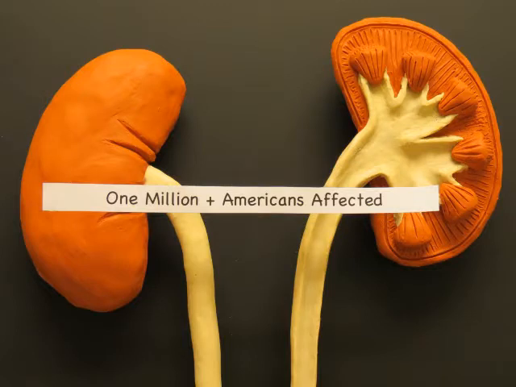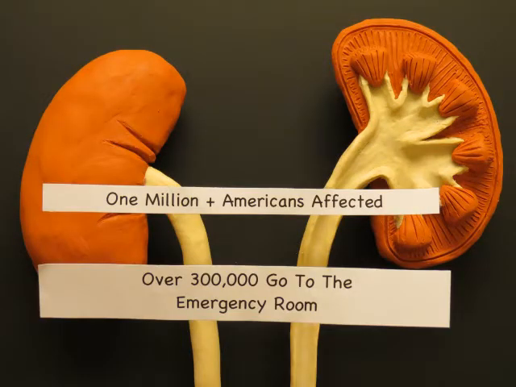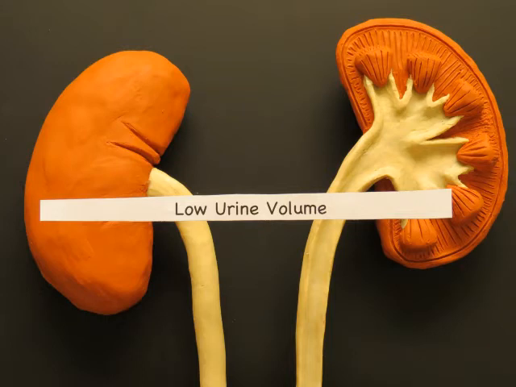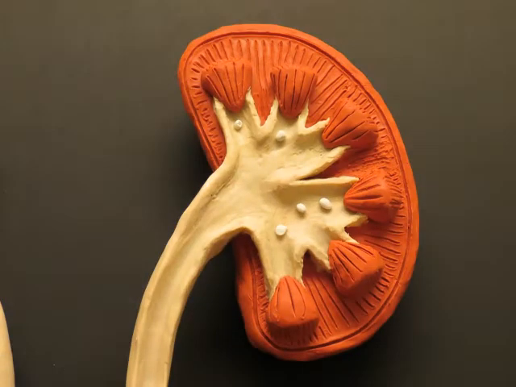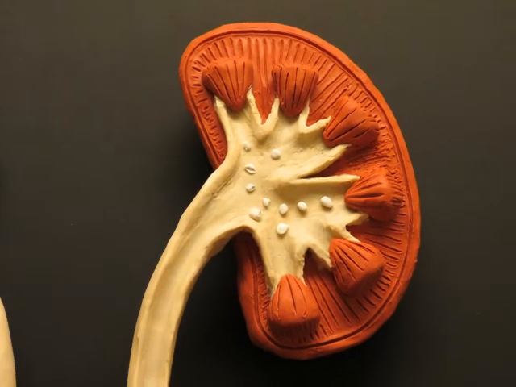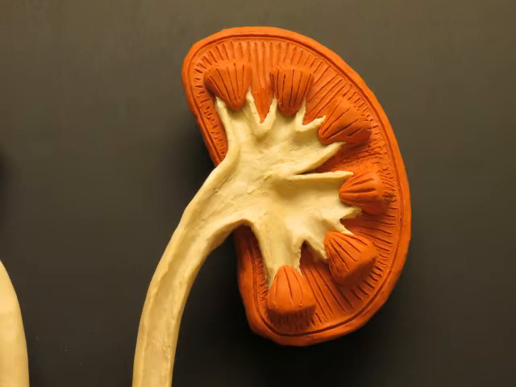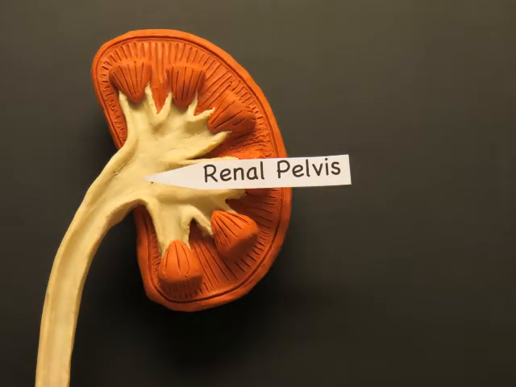A common problem that more than 1 million Americans are affected with, and over 300,000 go to the emergency room for, is the formation of a kidney stone. Stones may form in our kidneys due to low urine volume and high concentration of stone-forming substances. The stone-forming substances come in the form of tiny crystals that collect in the renal tubes, calyces, and the renal pelvis area.